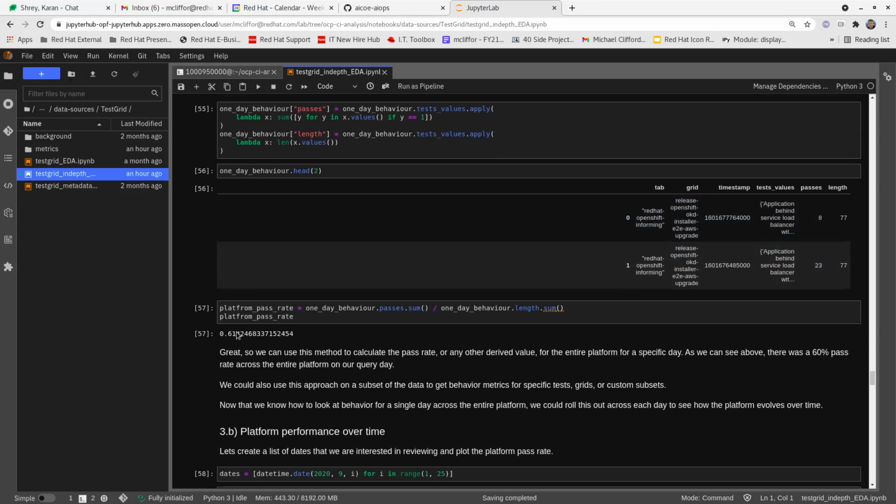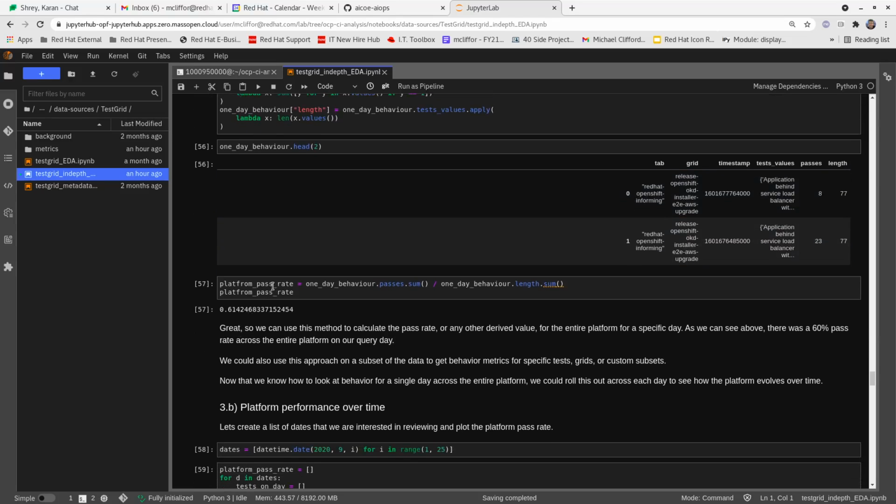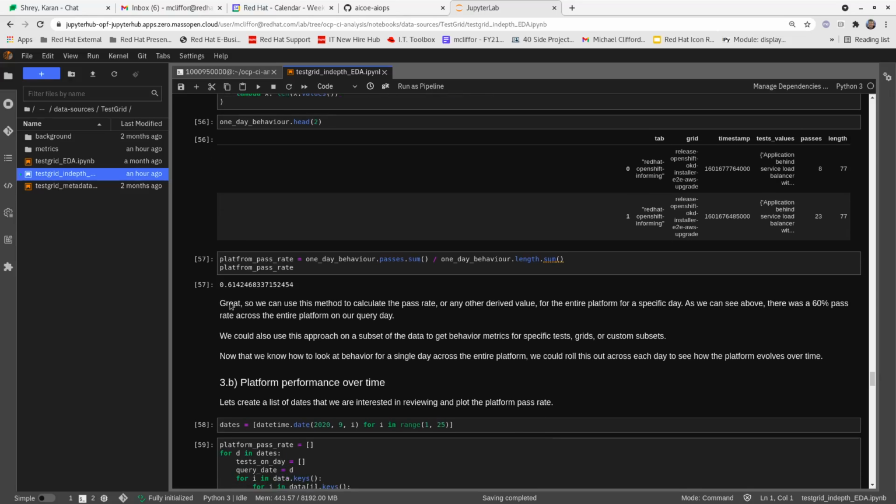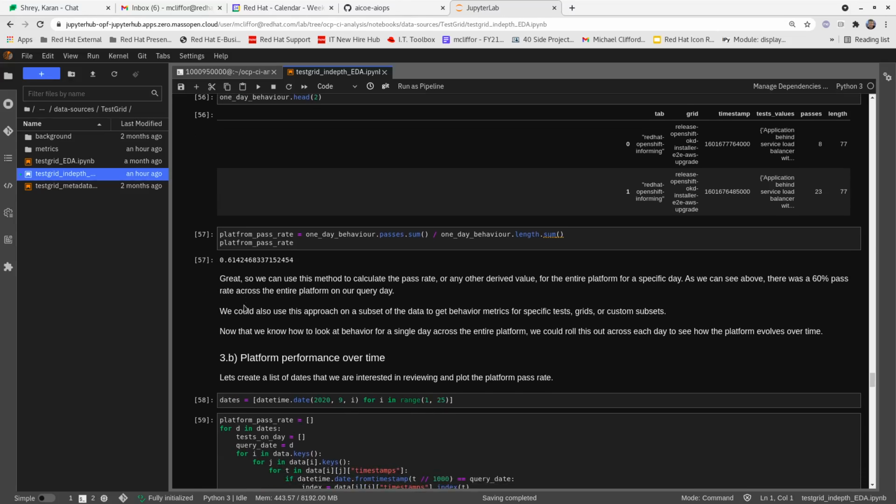If we go here, we can say that given the day that we were interested in, the entire platform had a 61% pass rate. So great. I don't know, maybe that's good, maybe that's not. But I think that's a key performance indicator that somebody who's monitoring the platform would want to know, and seeing how that number changes over time could be useful. Now that we know how to collect that number for one day, let's collect it for all the days that we have data for, and see if we can map how the pass rate for the entire platform shifts over time.